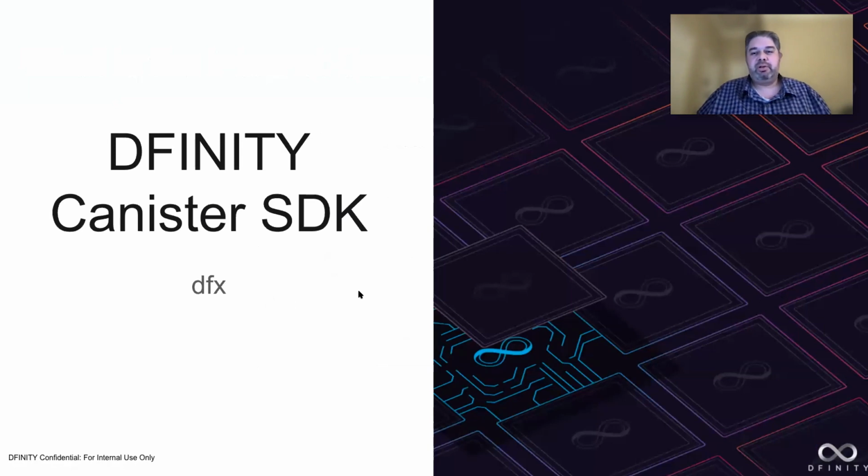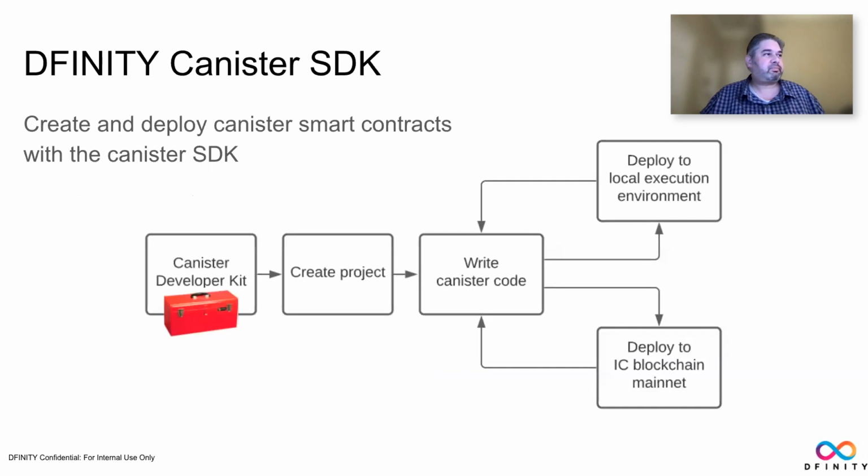What we use to manage our smart contracts and to build our smart contracts and deploy them is the DFINITY Canister SDK. I'll spend a little bit of time going into what this is, but I'll actually show in examples how to use DFX when we go through the code samples. The Canister SDK is a developer kit that you can use to create a new project. You can use it when you're writing your code, and then you can deploy it either to a local replica, or you can deploy your applications to the mainnet by using this toolkit, DFX.